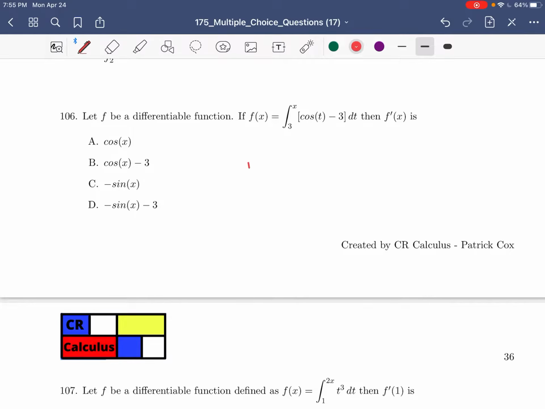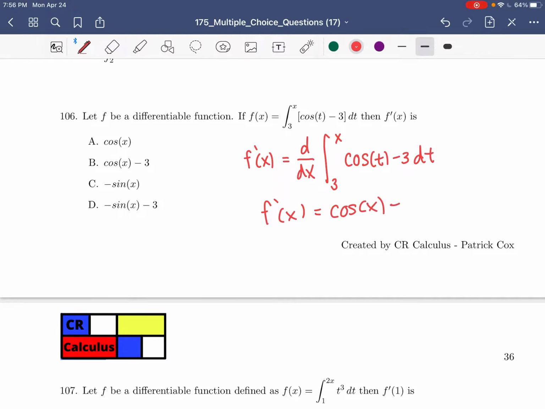All right, so they give us f of x equals that function, and then they want the derivative. So f prime of x is going to equal d dx. Based on the second fundamental theorem, we know that we're just going to replace the t with x's. So f prime of x is going to equal cosine of x minus 3. So your answer is B.